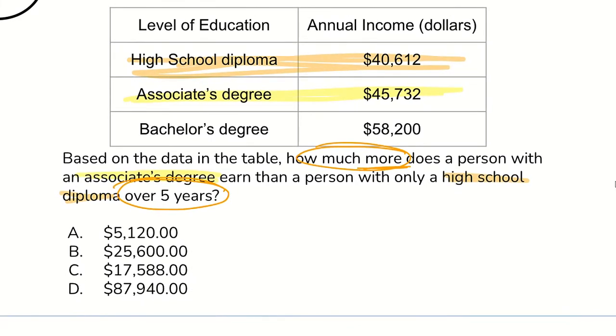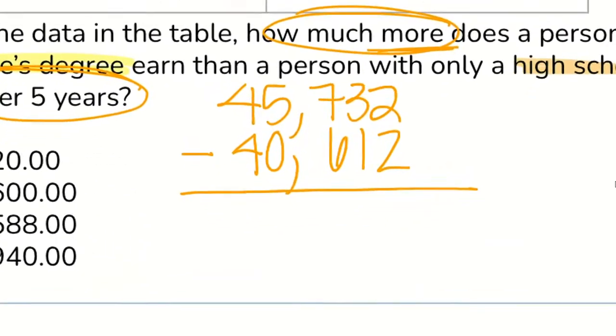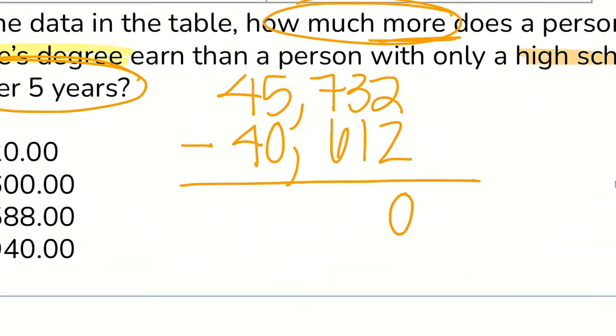So again, if I'm doing how much more, I'm going to put the associate's degree on top because they're earning more. They have more. So $45,728 is on top. And I'm subtracting the high school diploma, $40,612. So I've got 2 minus 2 is 0, 3 minus 1 is 2, 7 minus 6 is 1, 5 minus 0 is 5, and 4 minus 4 is 0.